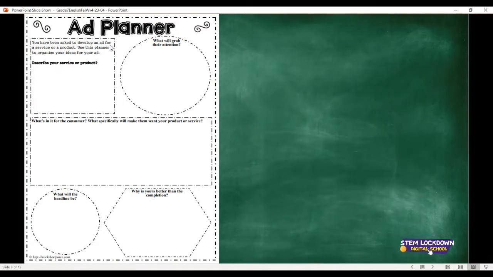This one has different shapes for different information. So the first one is describe your service or product. What will grab your attention? What is in it for the consumer? So what did they get out of it that will make them want your product? What will the headline be? And why is yours better than the competition? So this actual worksheet, you will see no sentences will fit in there. You want keywords. It's planning. Remember what I said about planning. We only use keywords for planning.